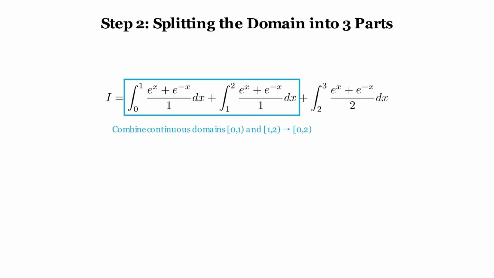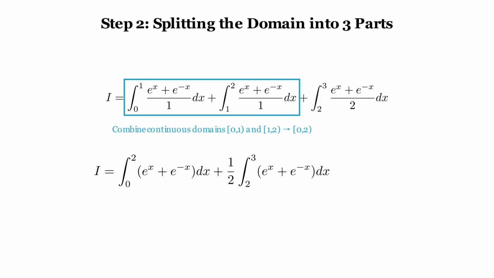For the third part from 2 to 3, we factor out the constant denominator 1 by 2 outside, so that becomes half of integration from 2 to 3 e to the power x plus e to the power minus x dx. So putting them together gives us integration of 0 to 2 e to the power x plus e to the power minus x dx plus half of integration from 2 to 3 e to the power x plus e to the power minus x dx.